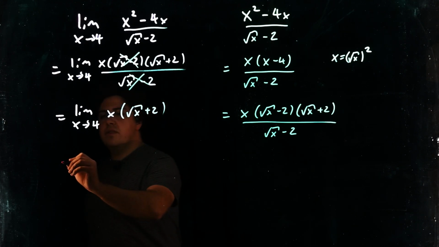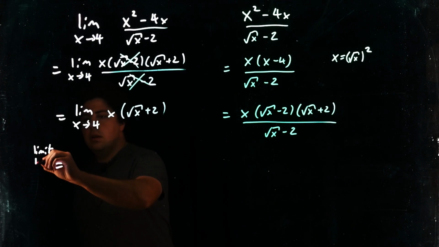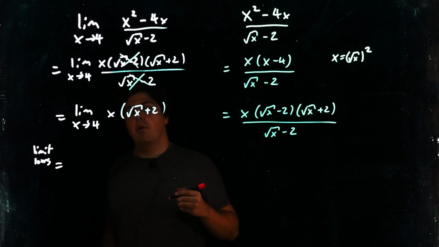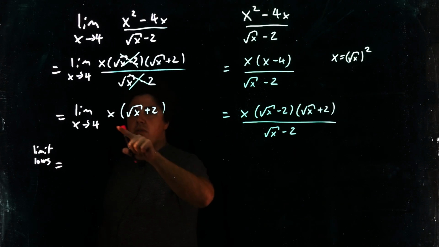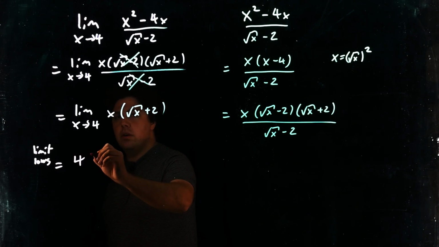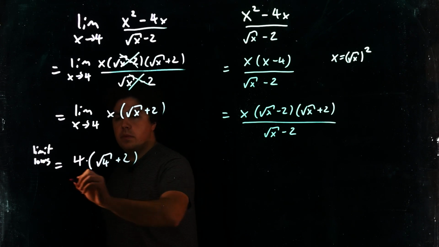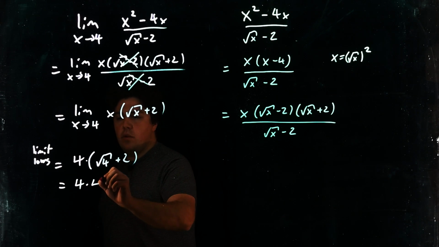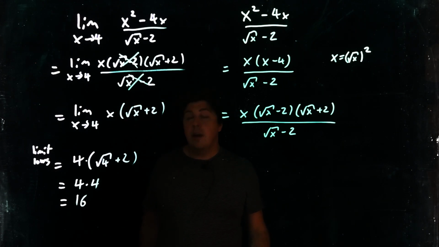So skipping a couple of steps, let's just say by various limit laws, which I just spoke about to you, we can just plug this number 4 into here. There's no problem there, and that's going to give us our limit. And that quantity is indeed 4 times the square root of 4 plus 2, which is going to be 4 times 4, which is going to be 16. So that's the value of this limit here, and this is why.